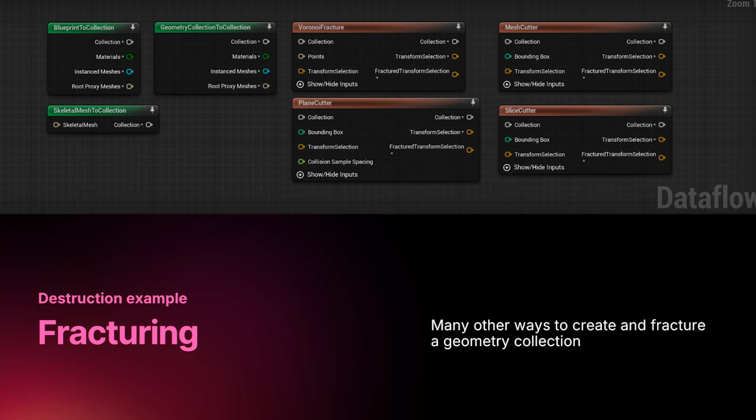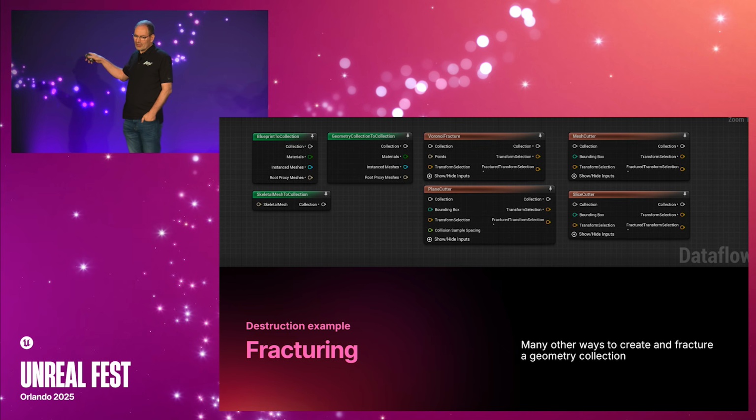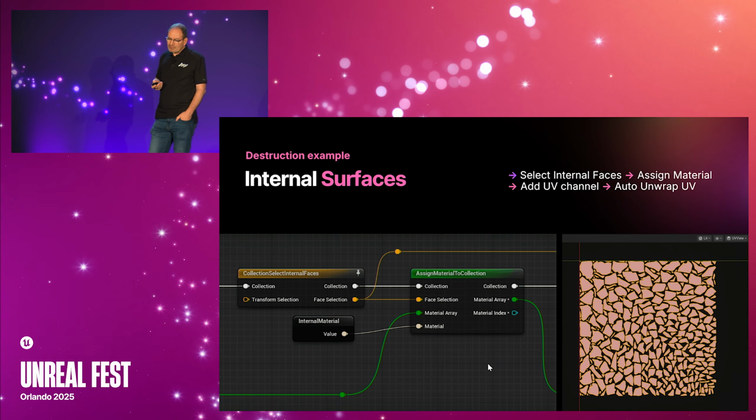But yeah, sorry, I'm just going back to that. This is in the context of destruction. Whenever you find a node in Dataflow, always try to explore if there is a variation of this node, and there's certainly a lot of stuff we've written already in the context of other assets, for example.